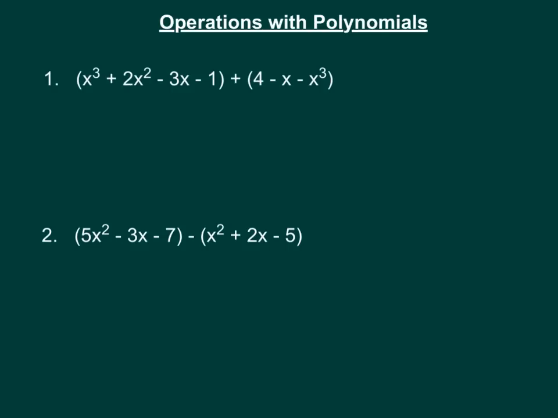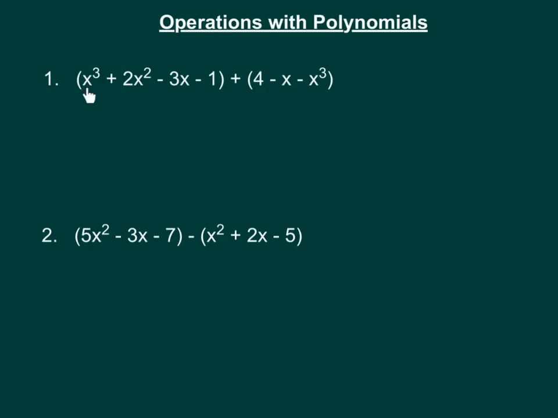Okay, so today we're going to talk about operations with polynomials. So if you take a look at example 1, all they're asking us to do is find the sum of a polynomial with 4 terms and a polynomial with 3 terms, which we call a trinomial. Okay, so all we really have to do is just combine our like terms. So you're looking for similar exponents.